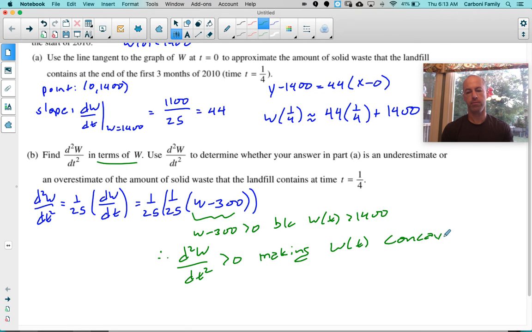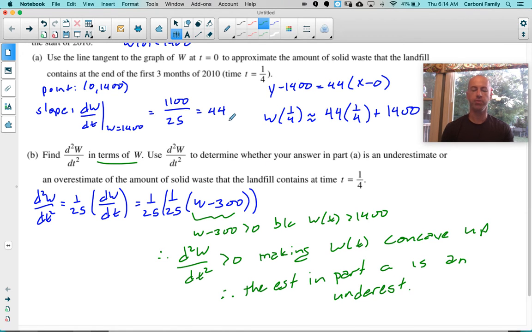Therefore, again, the estimate in part A is an underestimate. Function's concave up. The tangent approximation will be below the actual curve.